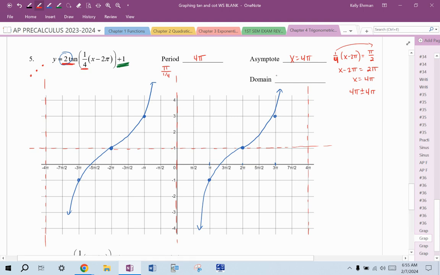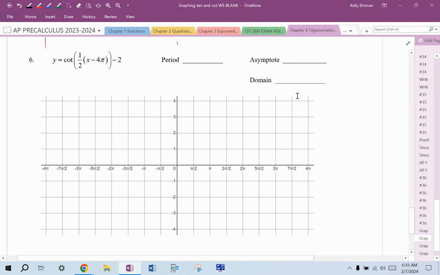And for the domain, it's all real numbers, but x is not equal to 0, 4 pi, 8 pi. I'm just going to write 4 pi k. So you can still use patterns for these, but you could also say 0 plus 4 pi k or 4 pi plus 4 pi k. Those are all equivalent.